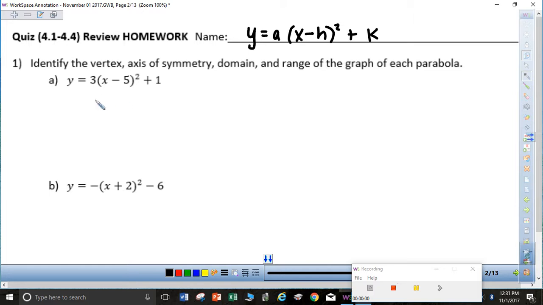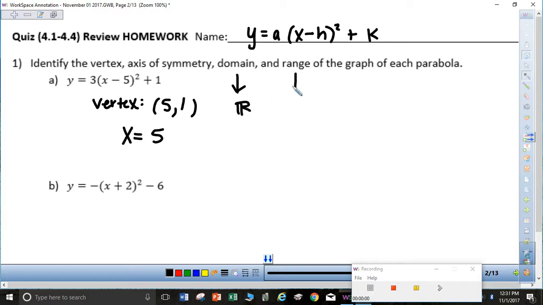So first, to get our vertex, it's always going to be the opposite sign as the number that's in the parentheses with the x. So in this case, the x value of our vertex is positive 5. The y value of our vertex is the same sign, the same number, as whatever is added onto the end. The axis of symmetry equation is x equals 5. It's always the x value of our vertex. The domain is always going to be all real numbers for our parabola.